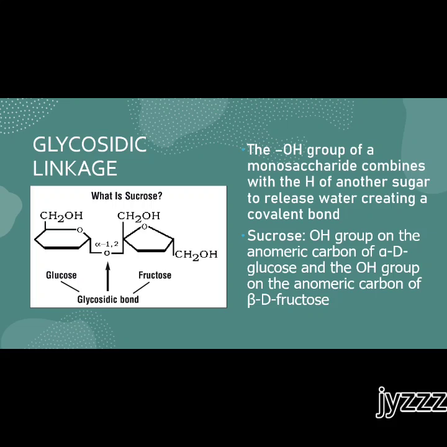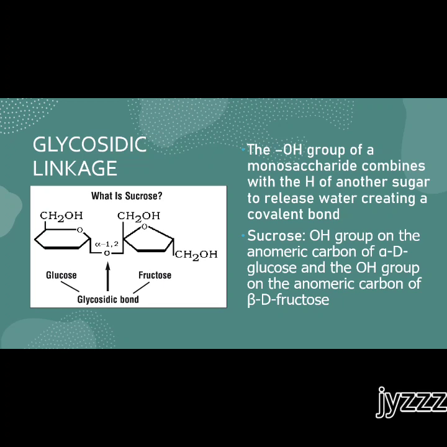In sucrose, you have the binding of one glucose and one fructose molecule. The OH group on the anomeric carbon of alpha D glucose and the OH group on the anomeric carbon of beta D fructose combine, giving you an alpha 1 beta 2 glycosidic linkage.